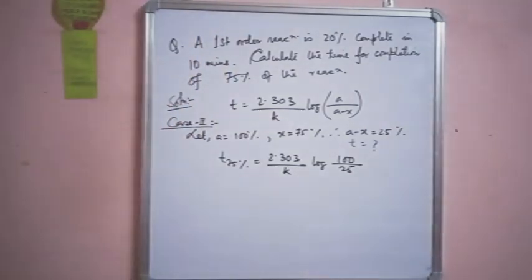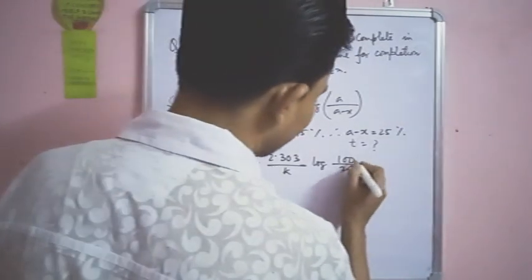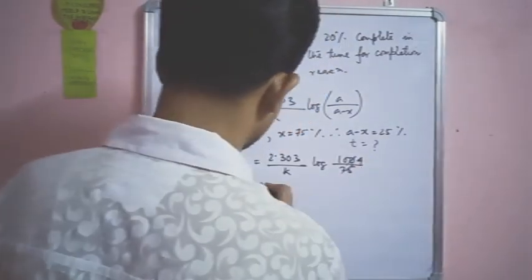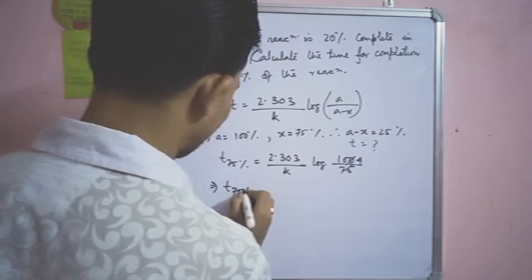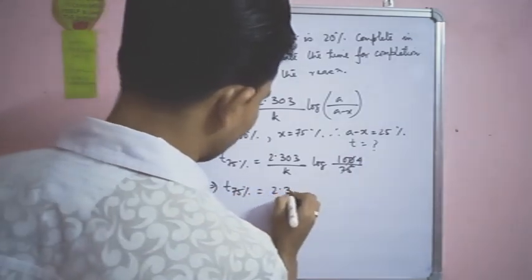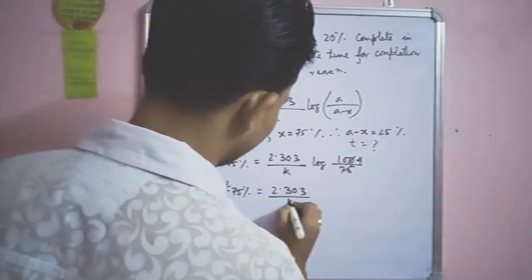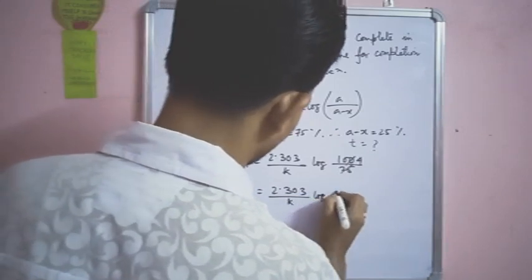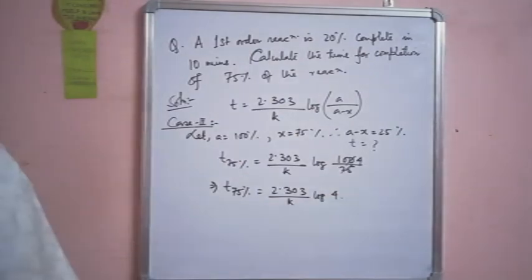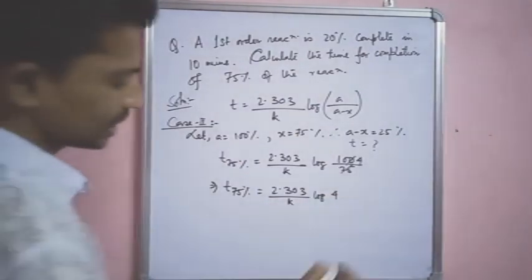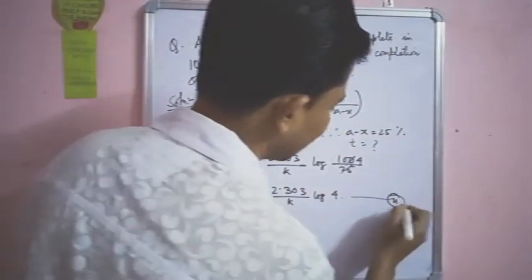So 25 से अगर ये इसको कटेंगे तो क्या होगा, log 4, so is equal to T, which implies T 75% is equal to 2.303 by K log of 4, log 4 मतलब 2 log 2. ओके, सो log 4 मतलब 2 log 2. ये हो गया हमारा इक्वेशन 2. ये इसको दे देते हैं इक्वेशन 2.